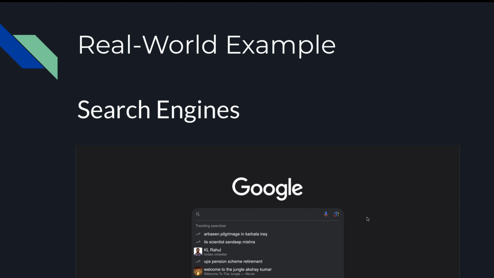A search bar with search results, you can see here in the image, it's showing the suggested things that also uses data structure and algorithm.